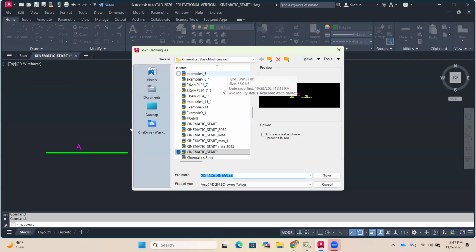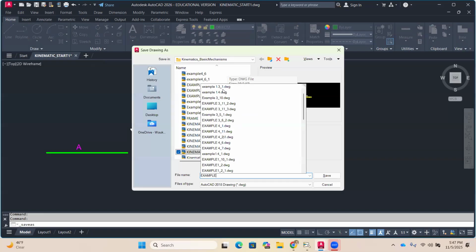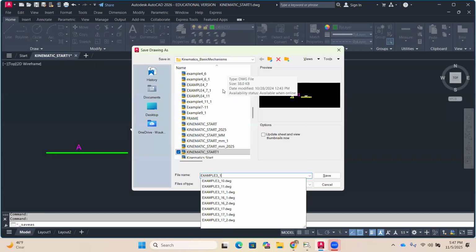Don't forget to go ahead and save as example 316.